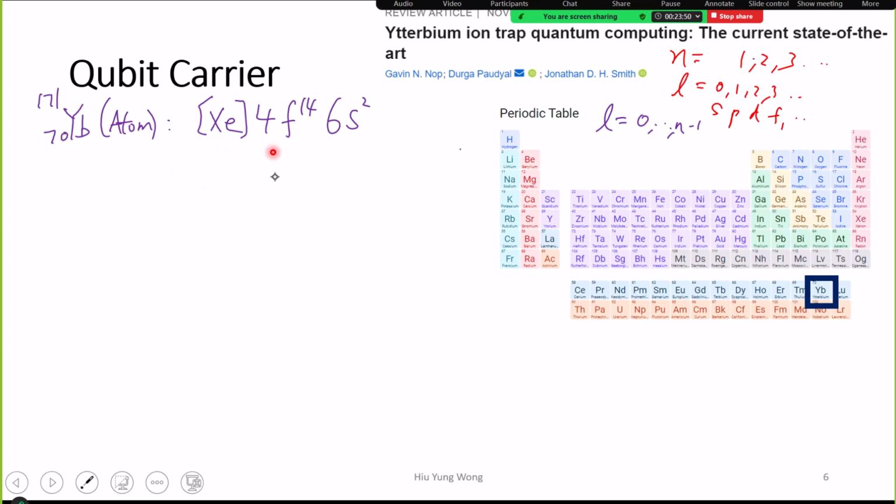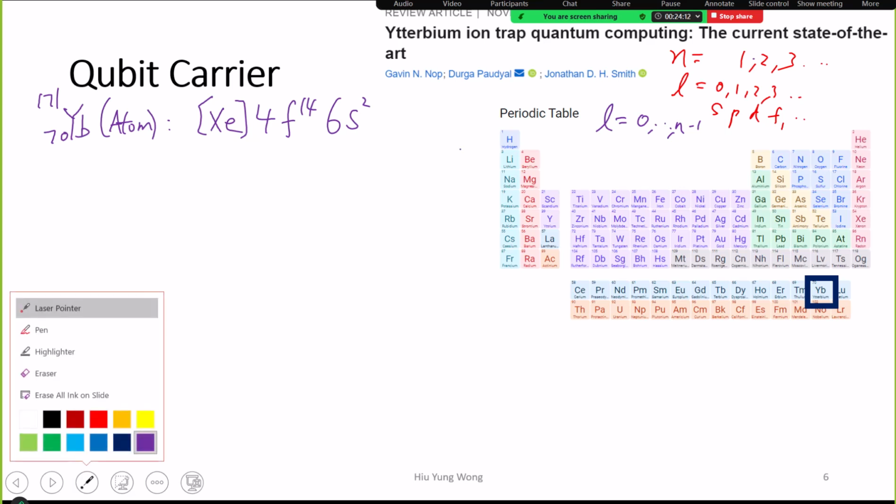It has 1, 2, 3, 4, 5, 6, six major orbitals. For those before 4, it is completely filled. And then you also have this subshell filled. 5 also filled. Okay, is that okay?